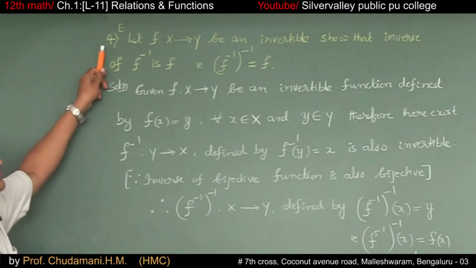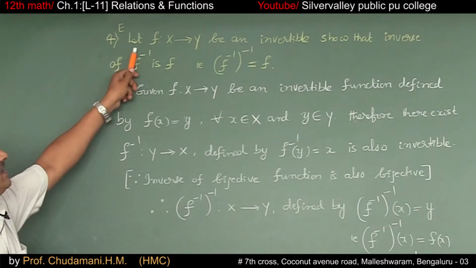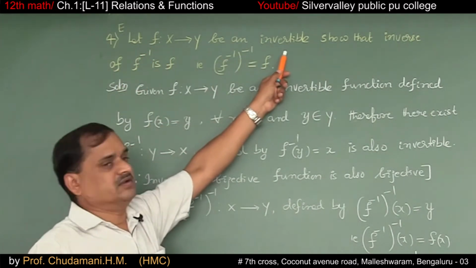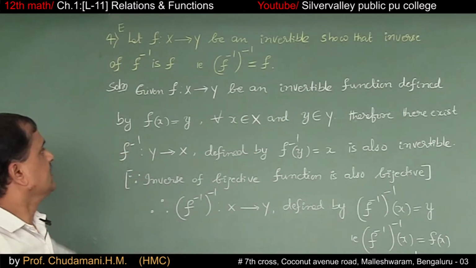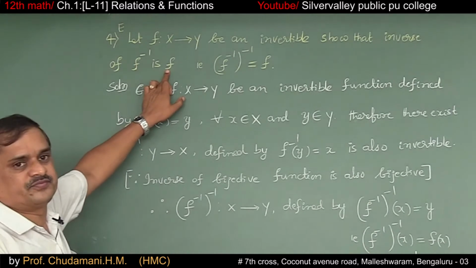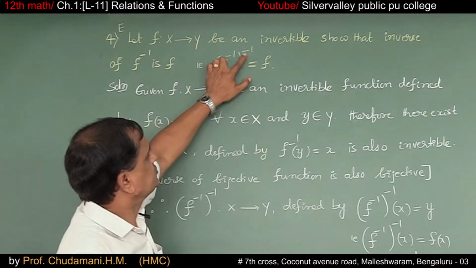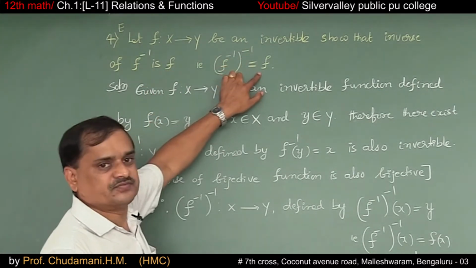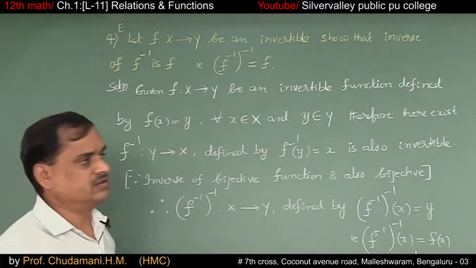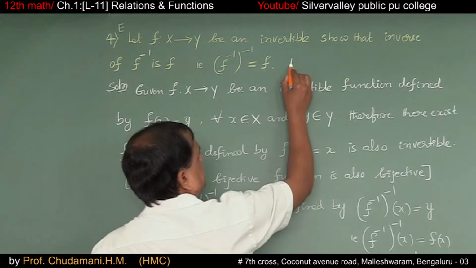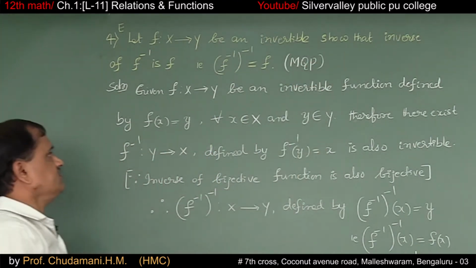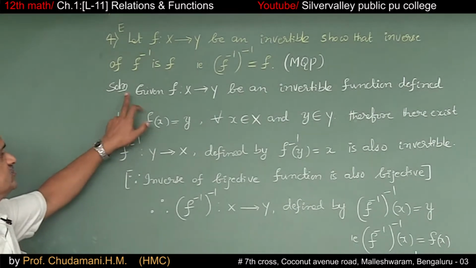Fourth one, an exercise problem. Let f from X to Y be invertible. Show that inverse of f inverse is f. See, inverse of f inverse is f, that is, (f inverse) whole inverse is equal to f. Okay, it's there in the model question paper also, MQP. Even in the previous result, of course.